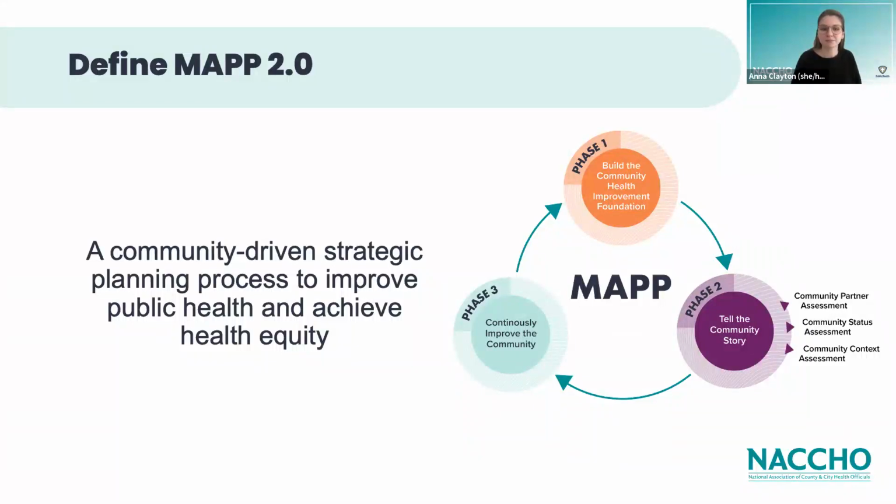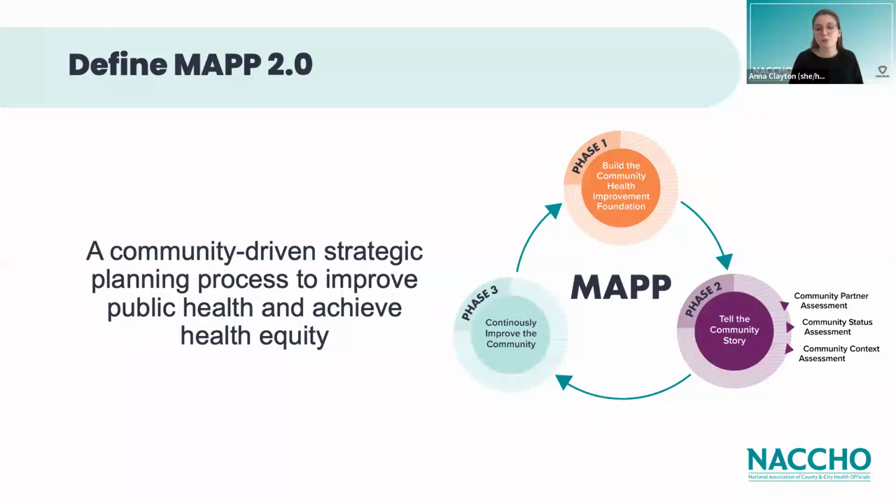Typically, MAPP is facilitated by community health leaders, like a health department, although it can be facilitated by others. And it provides a structure for communities to involve their broader local public health system and non-traditional community partners, meaning those outside of public health and healthcare, in that process of identifying and addressing community needs.